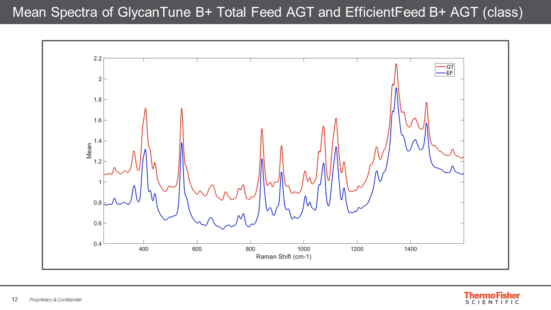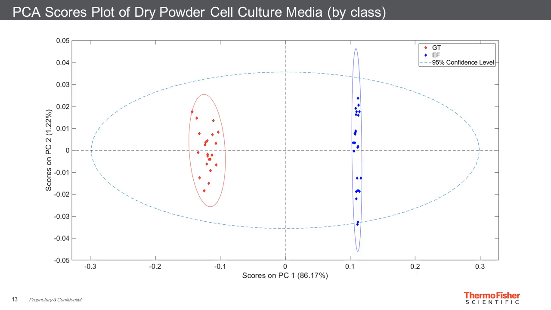So instead of looking at each batch individually, let's combine the batches into specific classes. And let's call those classes GT for glycan tune B+, and EF for efficient feed B+. And here we see the mean spectra of 24 scans per batch defined by those 2 classes. Once this spectral information is pre-processed using Eigenvector Solo, we see again, this time with more discrete class distinction, separation of the 2 types of media.